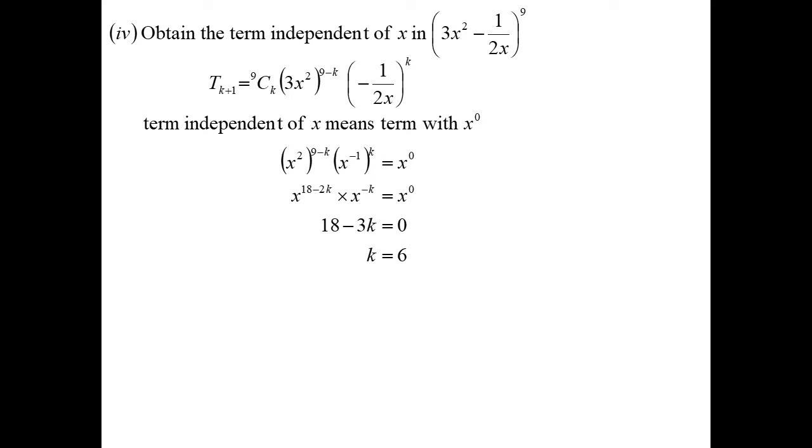Now I can go back and substitute into the general term. I suppose I didn't really need to write the x's down because I know they're going to go, but they're there anyway. And we end up with, well, there's the unsimplified answer, 9c6, 3 to the power of 3 over 2 to the power of 6.